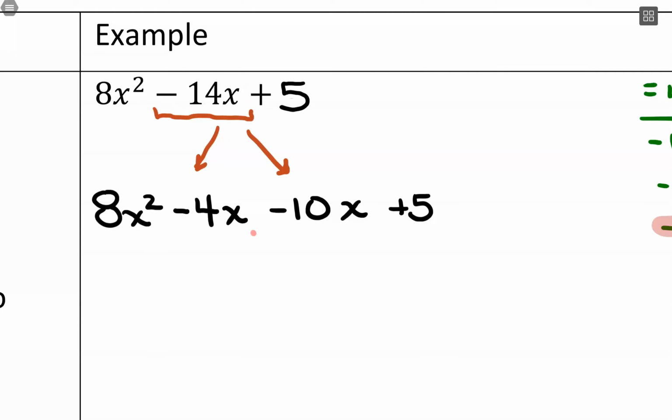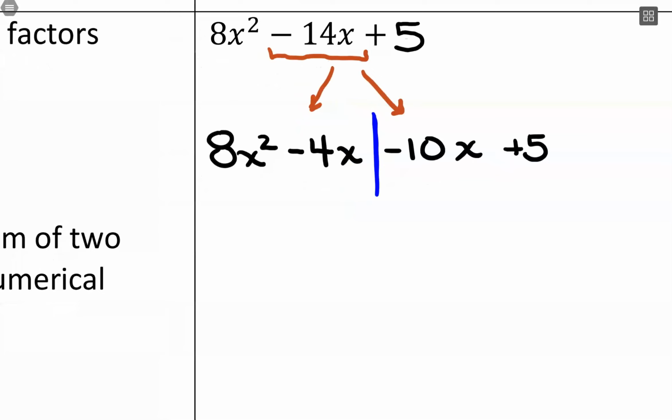So now we have something in 4 terms here. So I'm going to use factoring by grouping. So that's where I split the expression in half. I look at the left-hand side and look for a greatest common factor, which will be 4x. 8x squared divided by 4x, I'll have a 2x left over. -4x divided by 4x will be a -1.